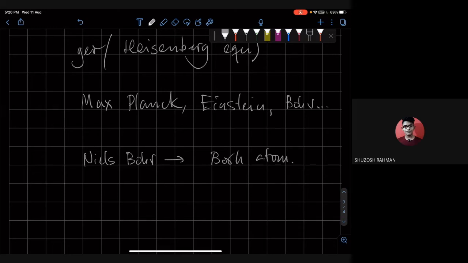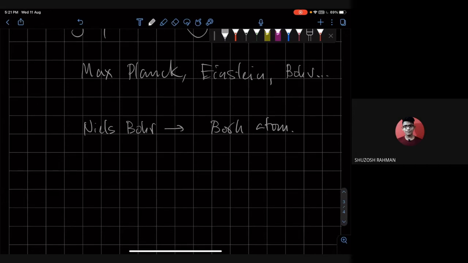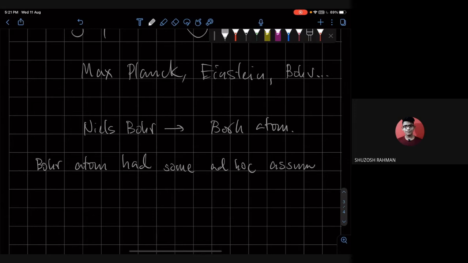But the Bohr atom had some arbitrary assumptions, okay, ad hoc, I should say. Although it was very successful, it had some ad hoc assumptions. Before we discuss the assumptions, do you know how it was successful? What is it that the Bohr atom was able to explain very successfully?